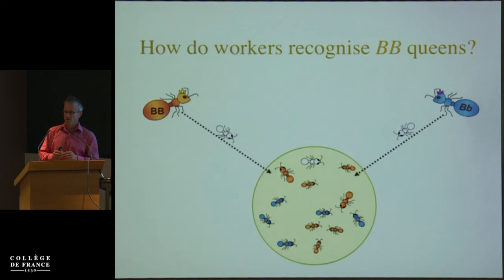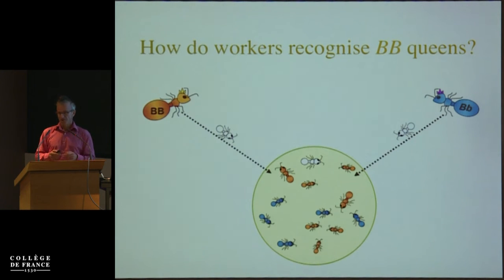We also identified the cues which are responsible, because when I did those experiments, I noticed that some of the workers which were attacking the queens were themselves attacked by other workers, suggesting that workers recognize queens based on differences in odor, which could be transferred to them, and then they would be recognized by other workers and attacked by them.